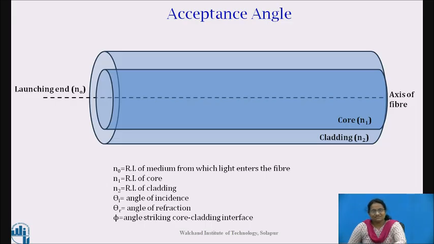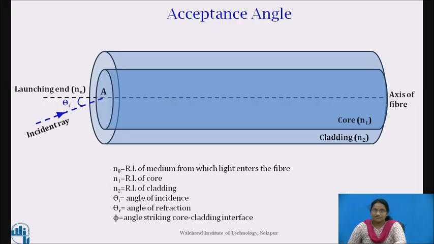For this, again we will consider a step index fiber into which the light is launched at one end. Let N0 be the refractive index of the medium through which light enters the fiber. Let the refractive index of core and cladding be N1 and N2 respectively. Students, again for total internal reflection to occur, N1 is always greater than N2.